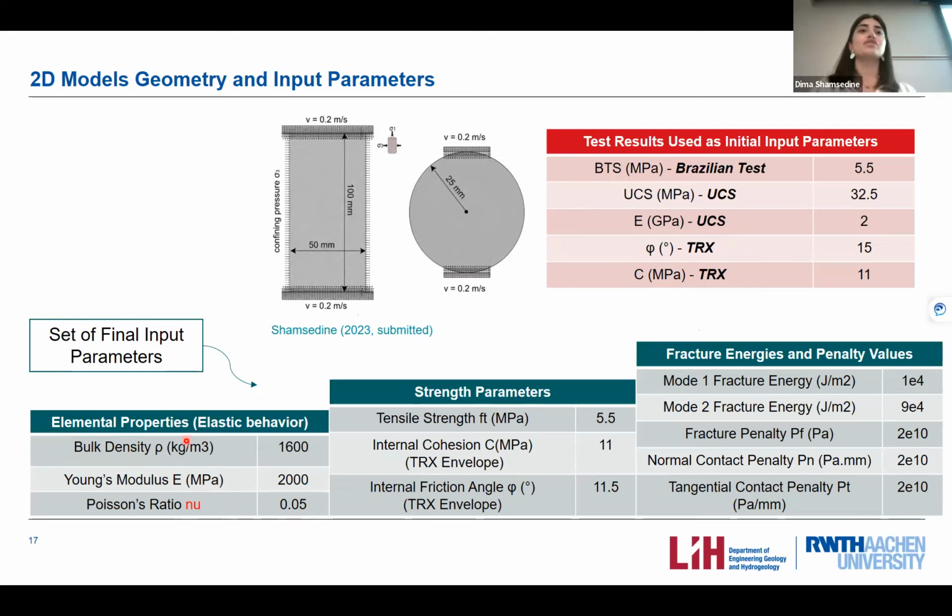We can see that the first set is the properties that define the elastic behavior, which are the elemental properties. The second one is the strength parameters, which represent the strength of the intact material itself. And the third set of properties governs the behavior of the fracturing and the interaction of discrete bodies.